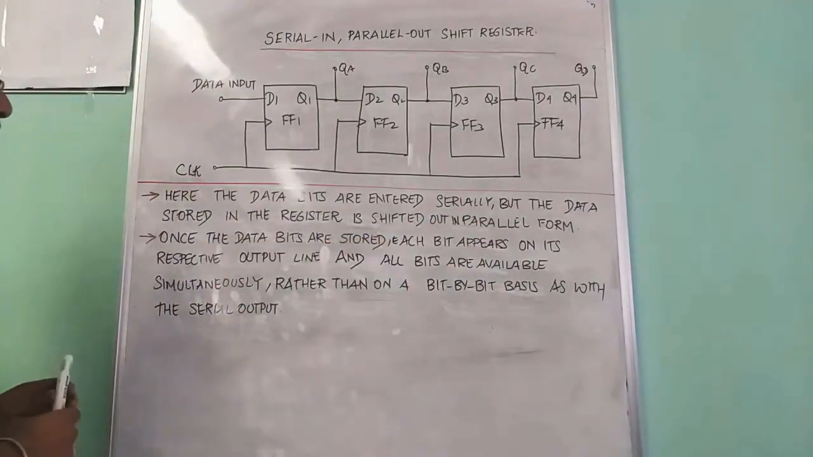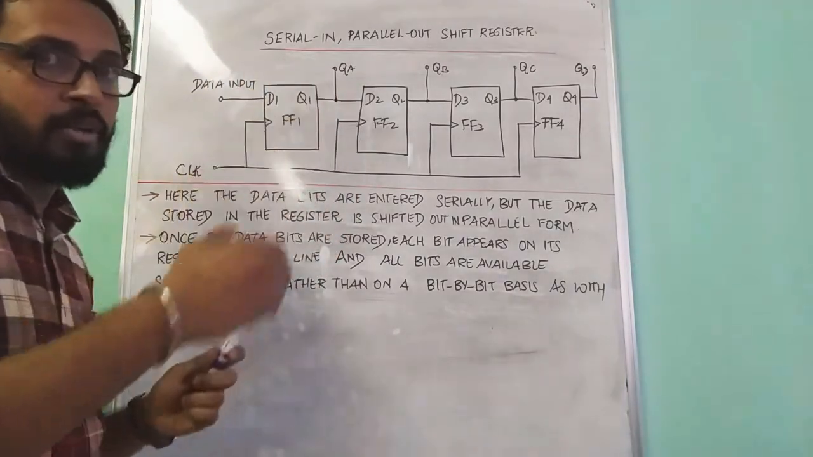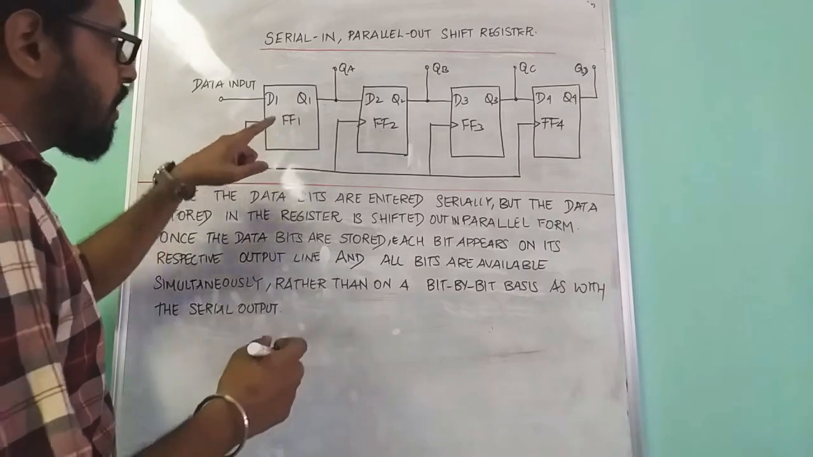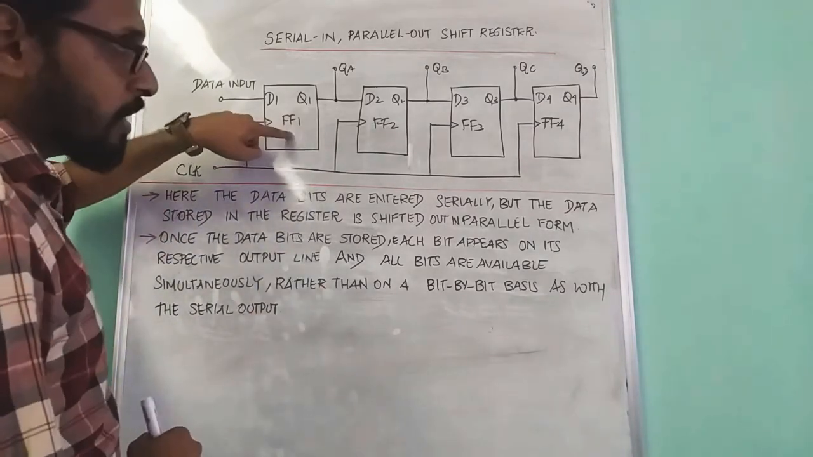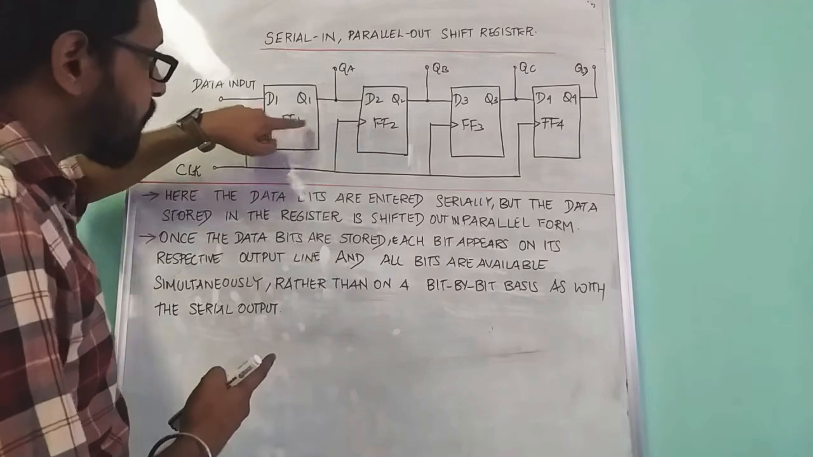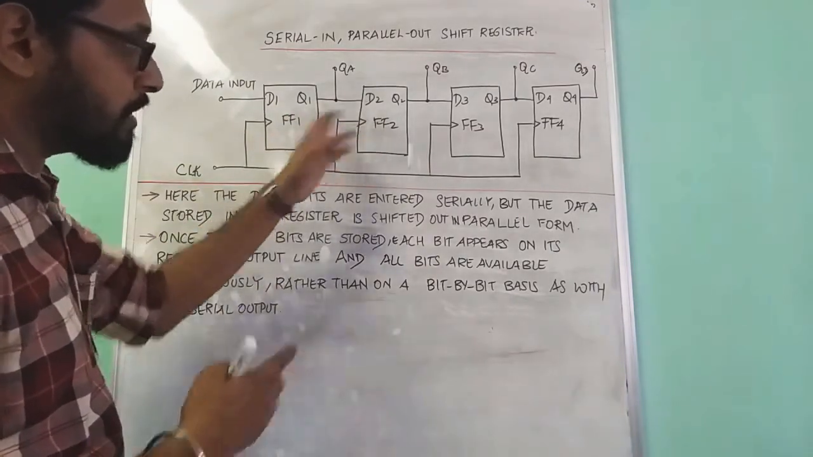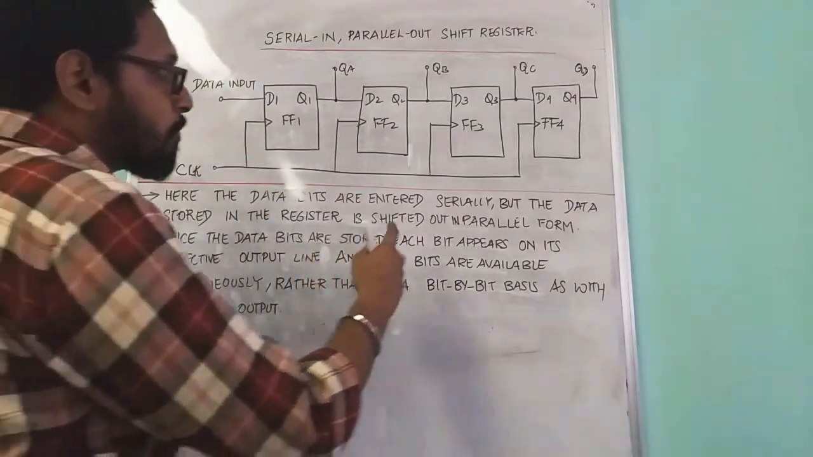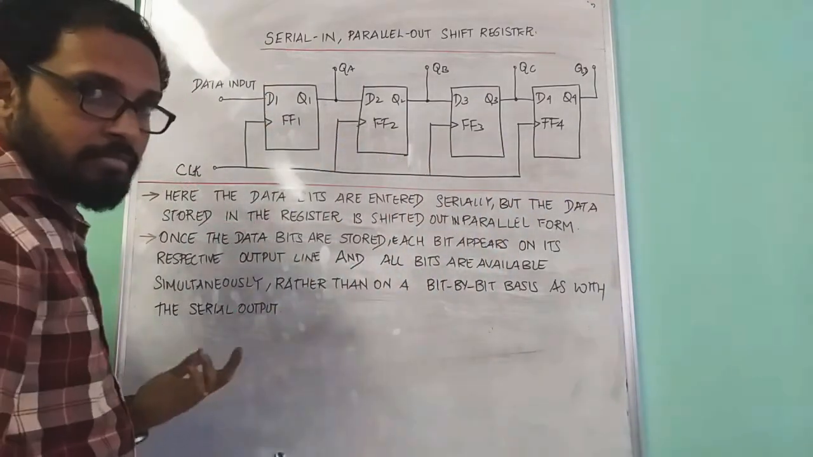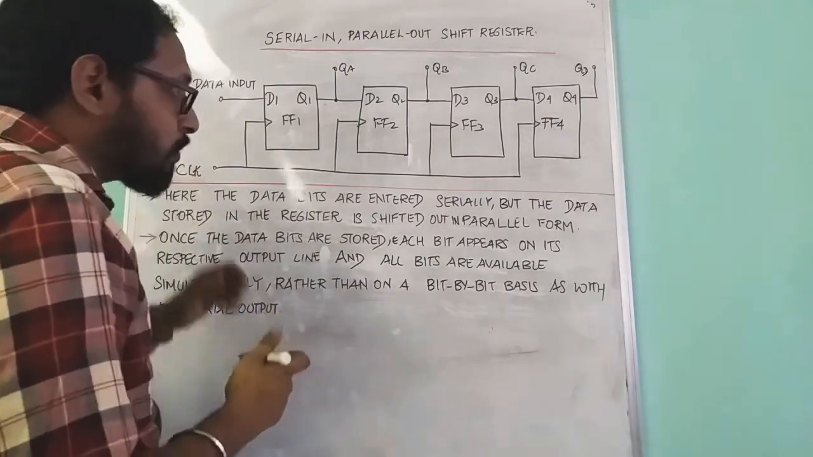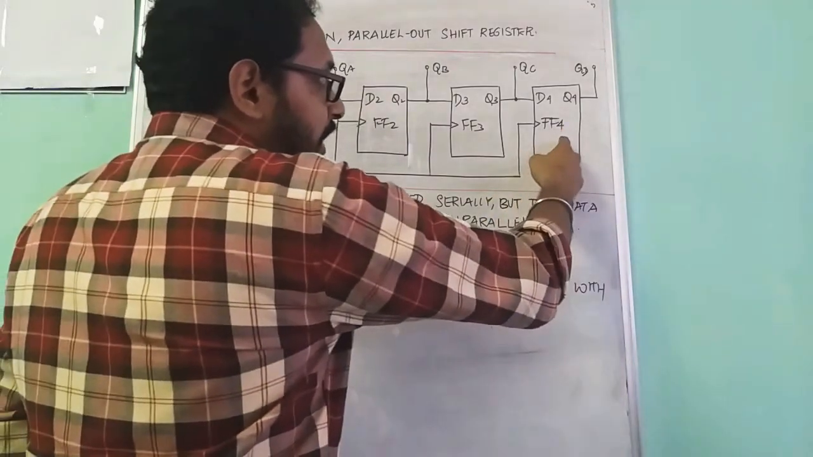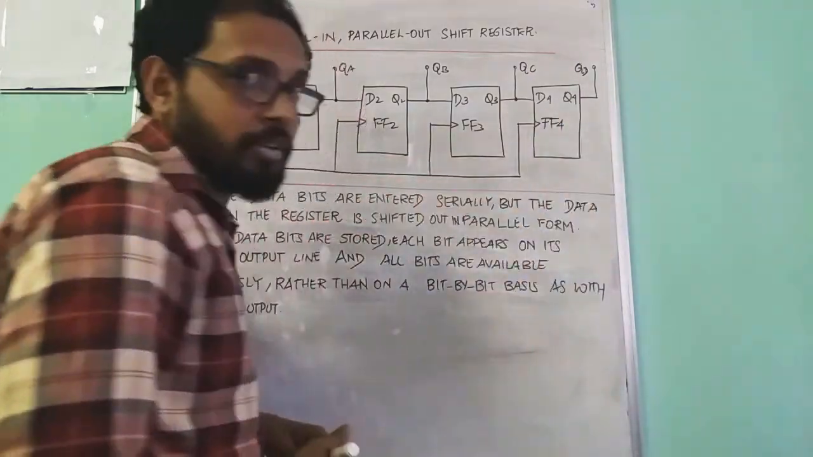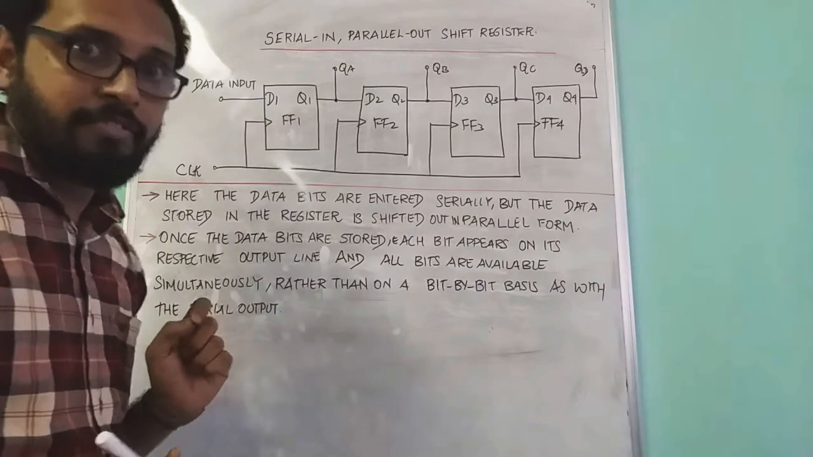As in the case of serial in serial out, we had to fill all the flip flops. During the first clock pulse, one is stored here. During the second clock pulse, this value will be shifted to this particular place, and a new value will be stored here. After the four clock pulses, all these values will be filled. During the fifth clock pulse, the value which was stored in flip flop 4 will be shifted out, and a new value will be stored in FF1.